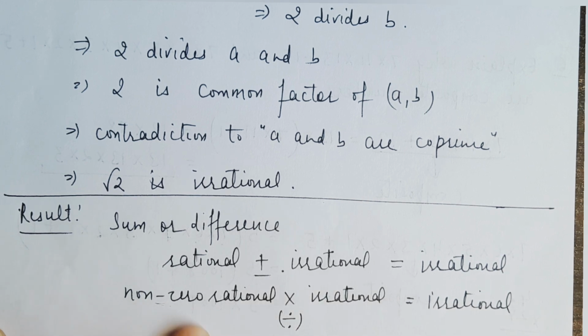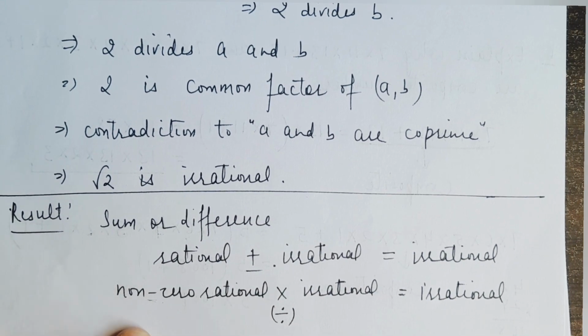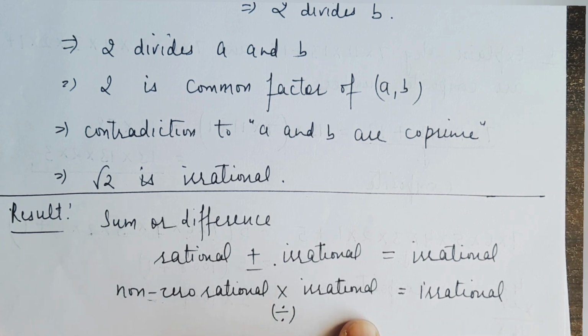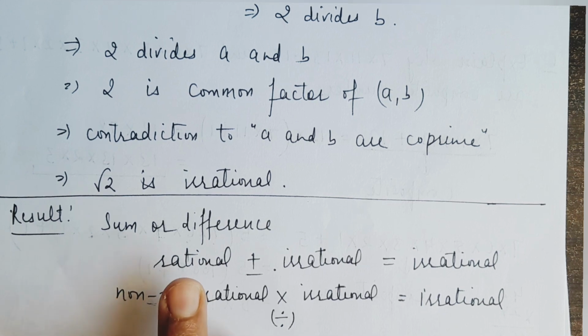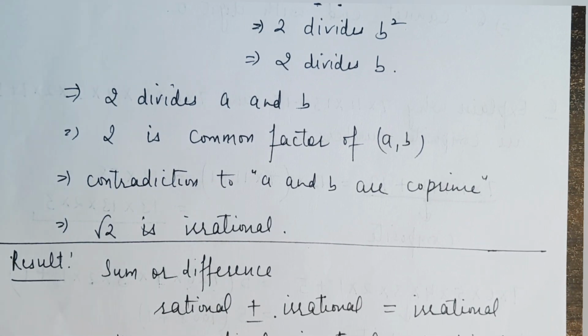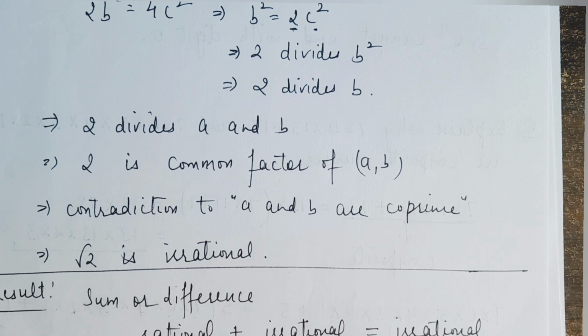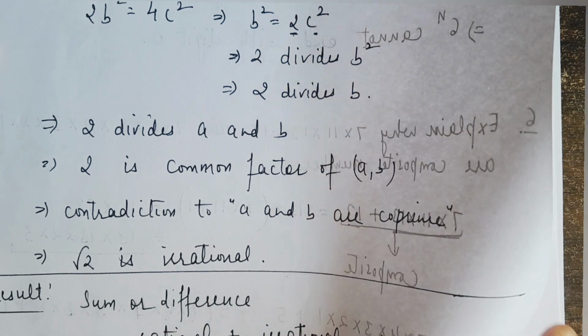Okay, so that's why we mention here, if we talk about non-zero rational and irrational numbers, the result will be irrational always. So the sum and difference of rational and irrational is irrational always, and multiplication and division of non-zero rational and irrational is also an irrational number. Now in the next example we will prove similar things, addition and subtraction of rational numbers with an irrational number.